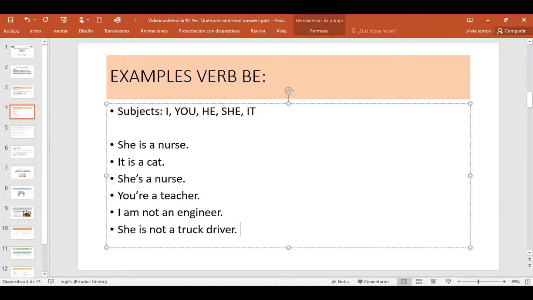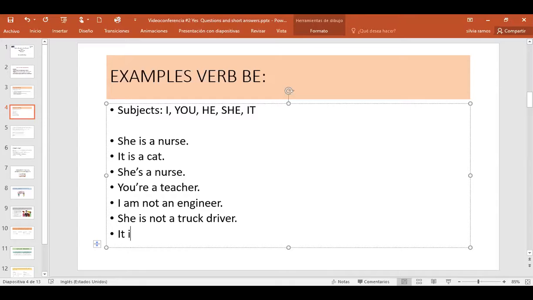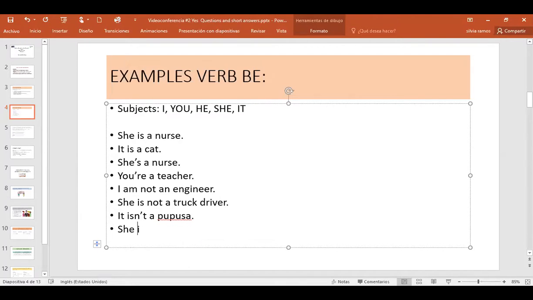Julio, give me an example of negative contracted. It isn't a pupusa. Okay, very good. Johanna, negative contracted. She isn't a nurse. Okay, yeah. Ah, you worked together, right? She isn't a nurse. Very good.